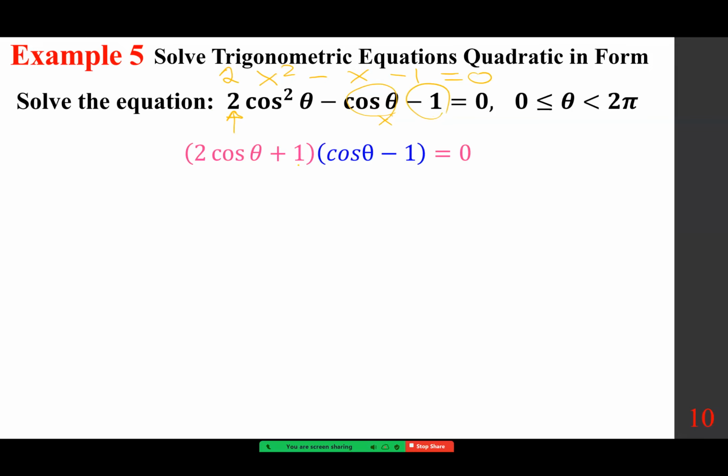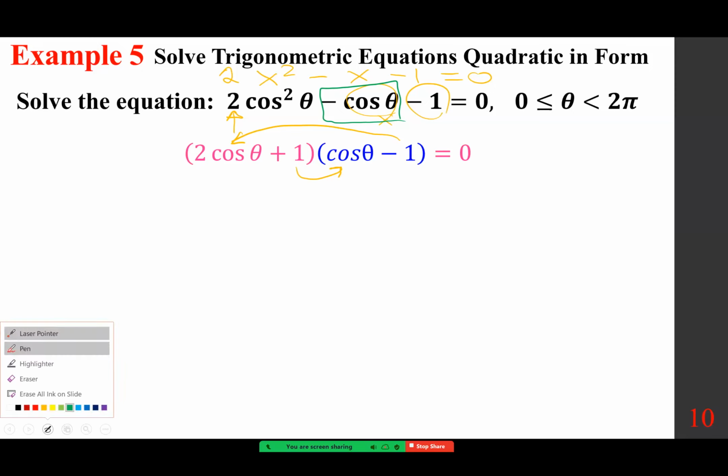So I'm assuming you can factor this. The only thing you want to pay attention to, make sure the middle term, this is cosine theta. This is minus 2 cosine theta. And they do add up to the middle term of minus cosine theta. I hope everybody's okay with factoring, okay? And so now you're going to solve each. 2 cosine theta plus 1 equal to 0, or cosine theta minus 1 equal to 0.